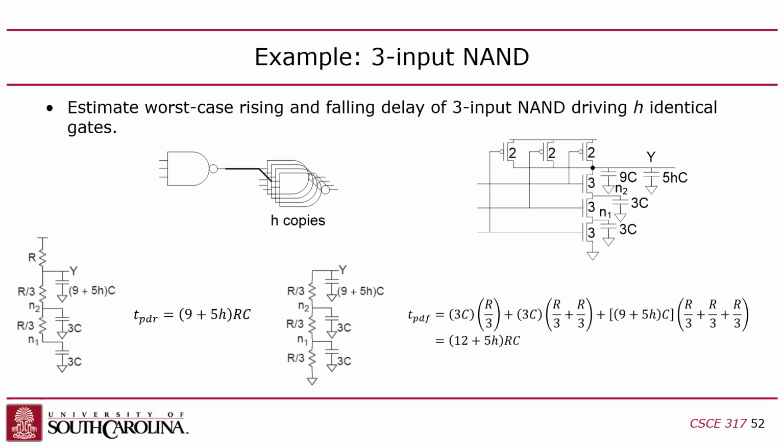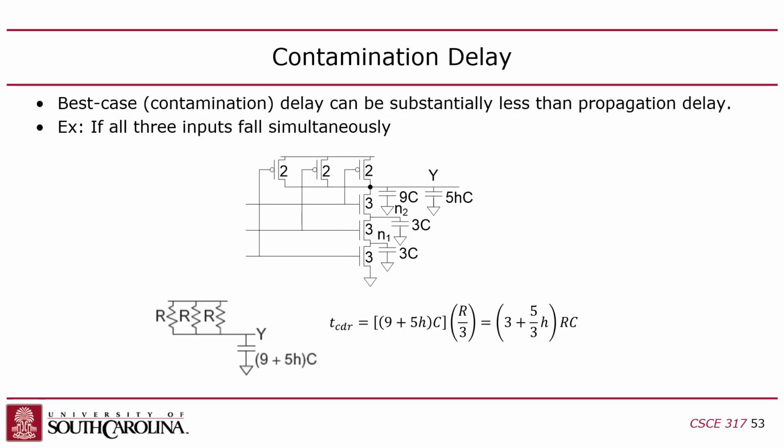But consider the case where all three inputs go to 0 at the same time. So all three of these pull-up transistors turn on at the same time. So now I have less effective resistance on my pull-up. Make sense? So what's the pull-up there? It would be like having three of these R values in parallel.